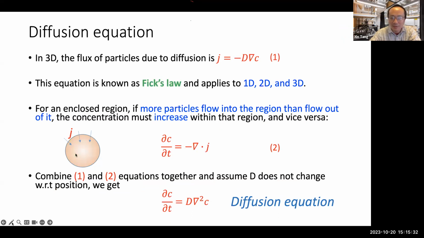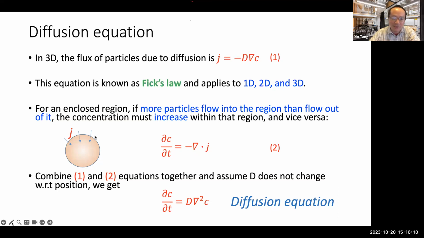And after that, we use the divergence theorem in mathematics, and also mass conservation. Based on mass conservation, for any enclosed volume, the change of the mass inside the volume is partial C, partial t. Actually, you can integrate over the volume to get the total mass inside, but if you only consider the concentration change inside, then it's partial C, partial t.